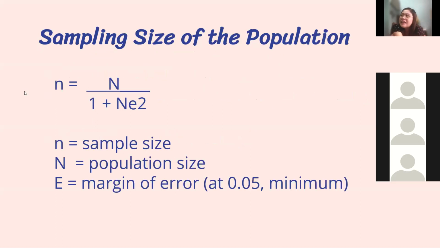Now for descriptive studies that need human respondents, in calculating the sample size you may use this formula. You really have to state in your study whether you used Slovin's formula or not. This is called Slovin's formula: n is equal to capital N divided by 1 plus capital N, E squared.